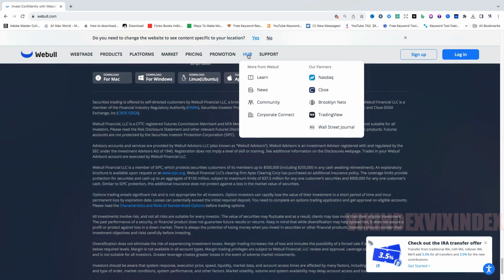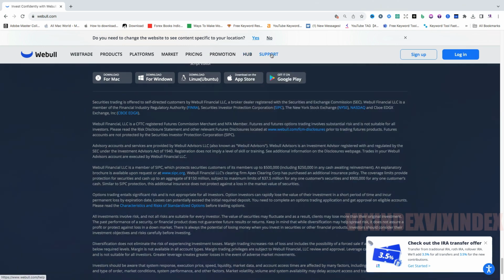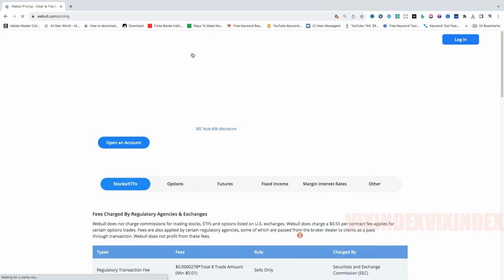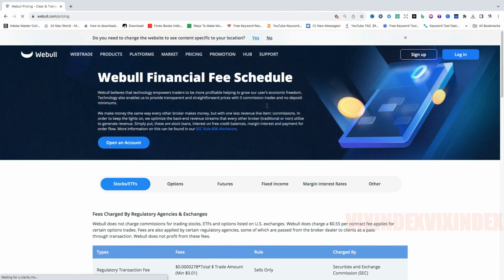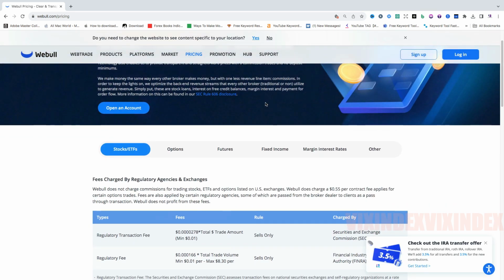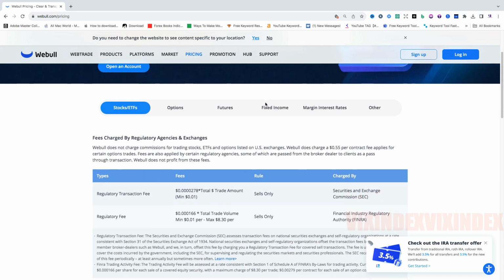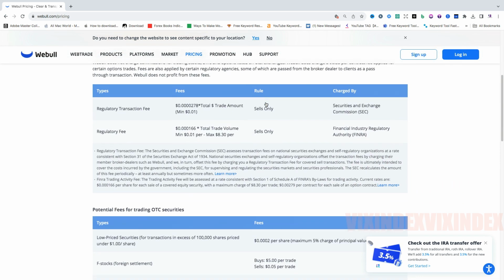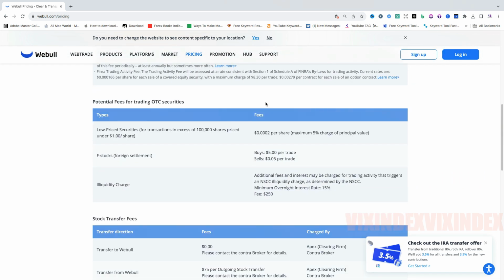funds, for short selling. In return, Webull earns interest on these loans. 5. Premium services and subscriptions. Webull offers various premium services and subscription packages that come with additional features, such as advanced market data, analytics tools, and extended trading hours. Users pay a fee for these enhanced services.